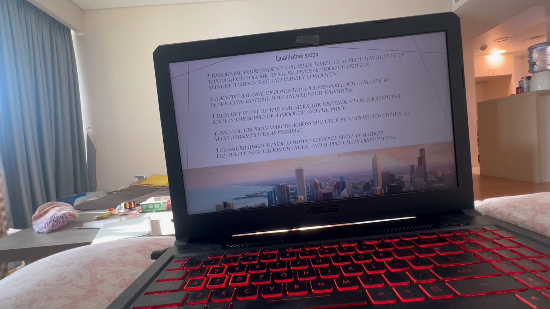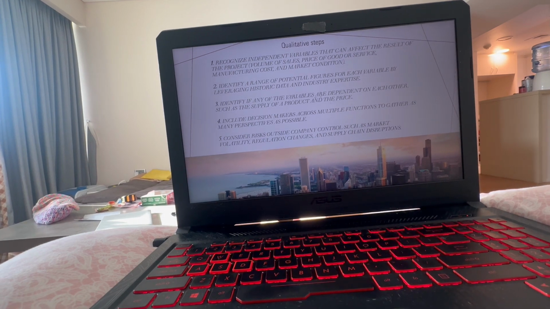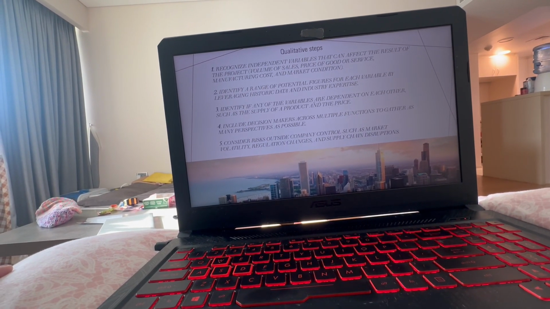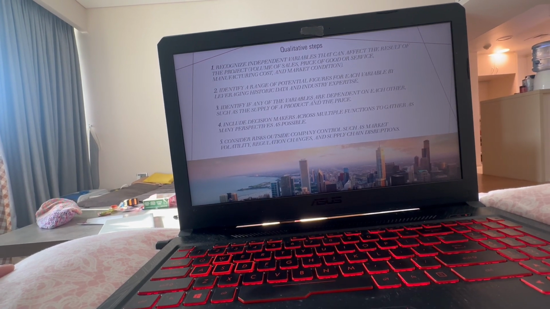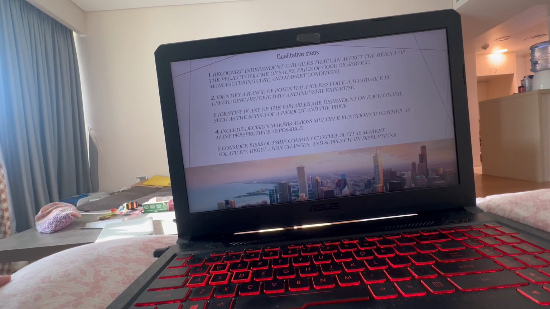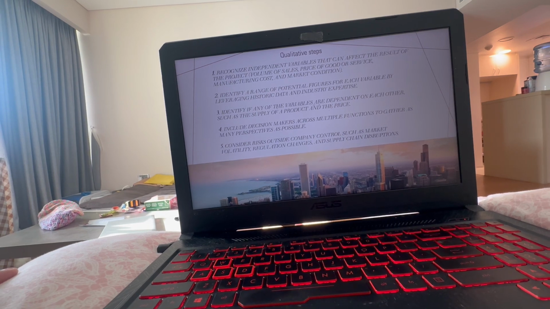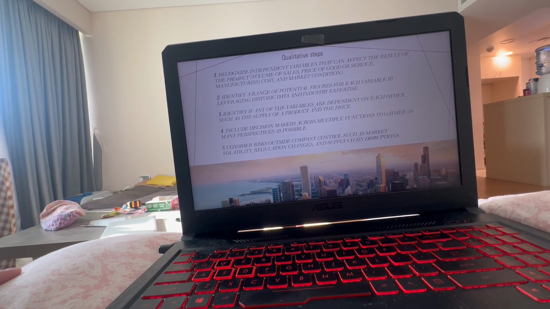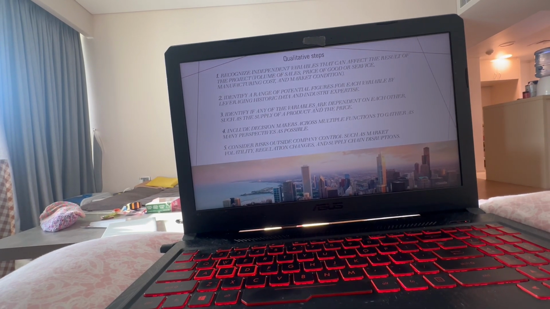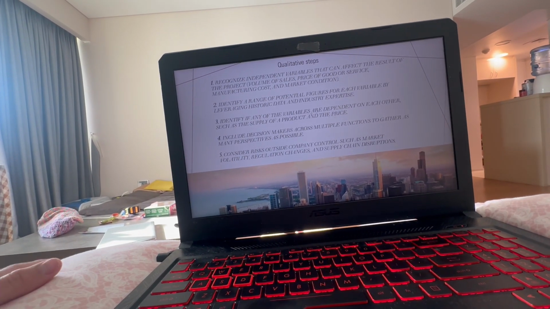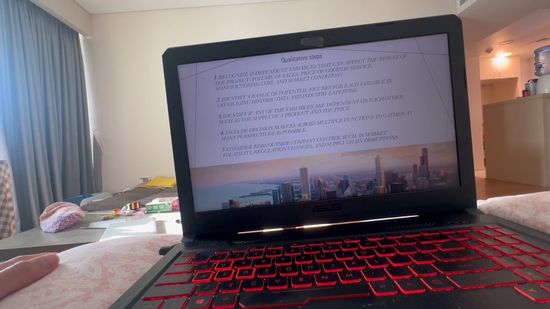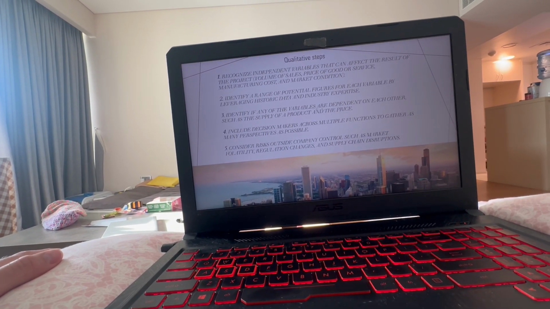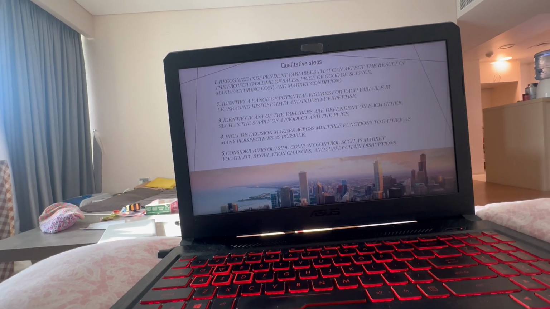So next we have the qualitative steps, and that's going to be to recognize independent variables that can affect the result of the project, such as volume of sales, price of goods or services, manufacturing costs, and market conditions. Identify a range of potential figures for each variable by leveraging historical data and industry expertise. That one is really important because you're never going to be able to know exactly what the variables are going to be. You're using your best guess.